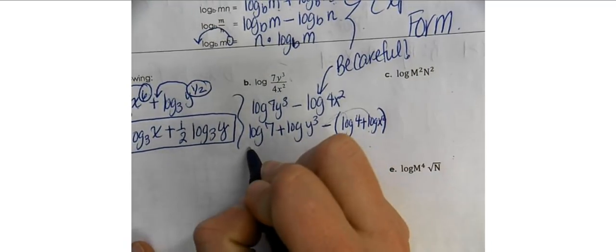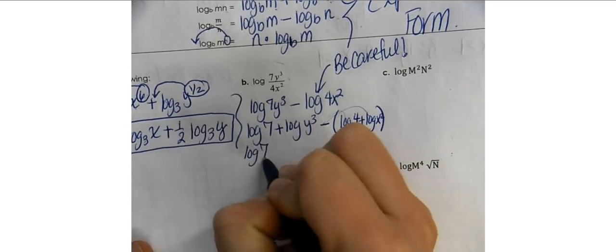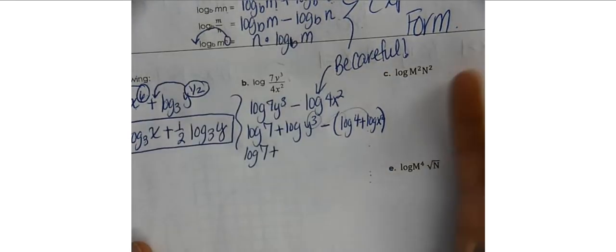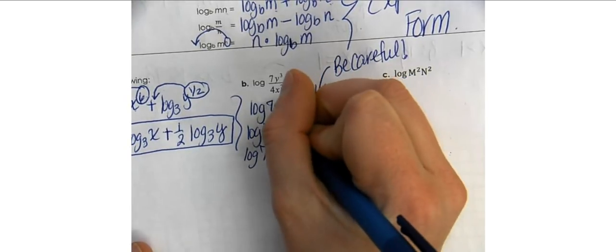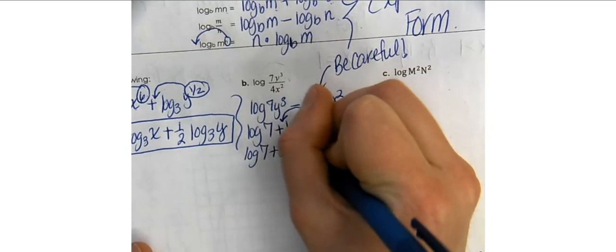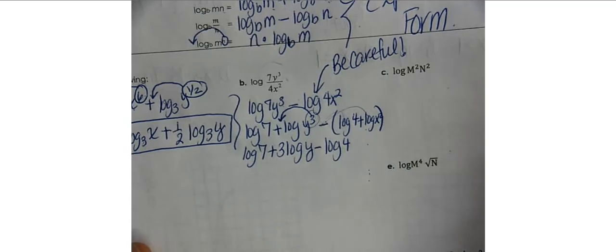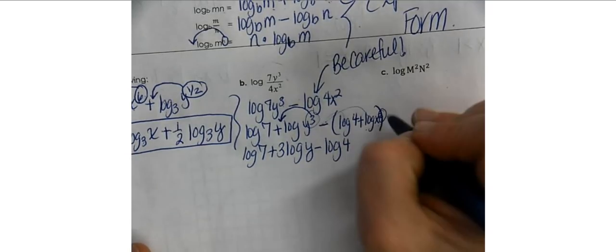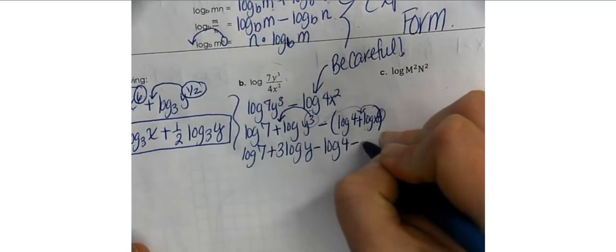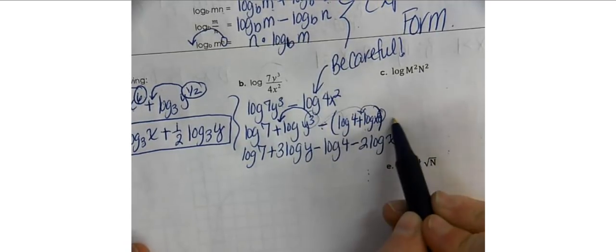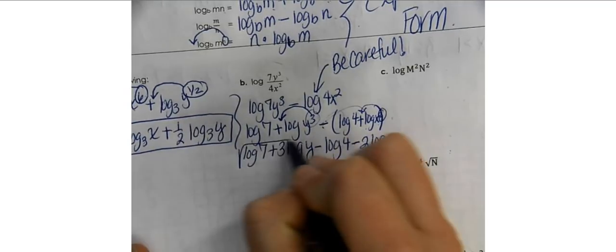So log of 7 I cannot simplify, so I'll just rewrite it as log of 7. Plus, we have an exponent next door to the y to the 3rd, so that 3 is going to come out in front. So I have plus 3 log of y. Minus, I'm going to distribute, and I have minus log of 4. I can't do anything about it, but I do have this 2 that's attached to the x, so that's like x squared, and that 2 will come out in front. So I'm going to have minus 2 log of x. So what I did is I distributed that negative, and then I brought the 2 out in front. And this is our complete expanded form.